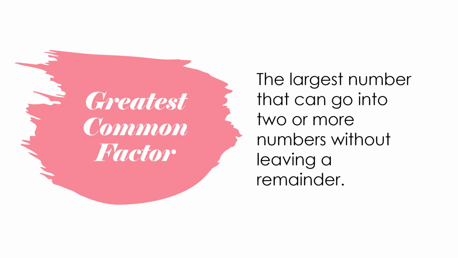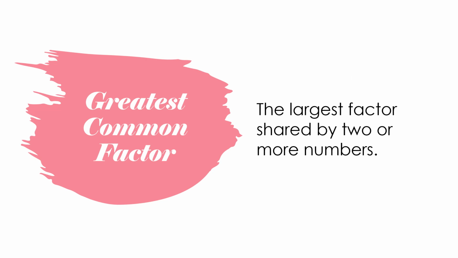All right, so the greatest common factor in the most simple terms, it is the largest number that can go into two or more numbers without leaving a remainder. So they go in perfectly. So it's the largest number that is a divisor of two or more numbers without leaving a remainder. Another way to say this is it is the largest factor shared by two or more numbers. So remember, factors, those are how we describe the pieces when we are multiplying numbers. So we're referring to multiplication here.